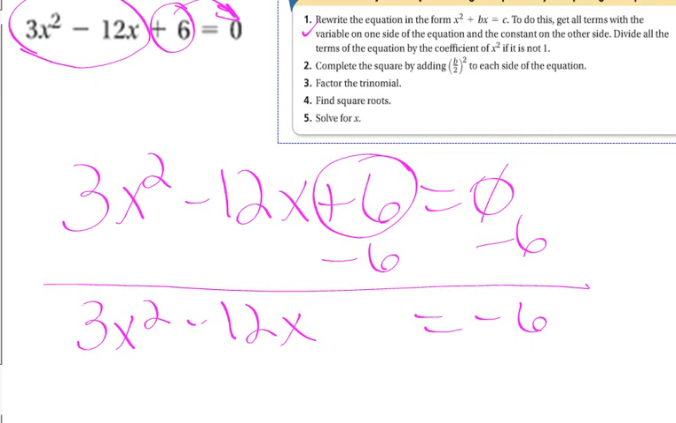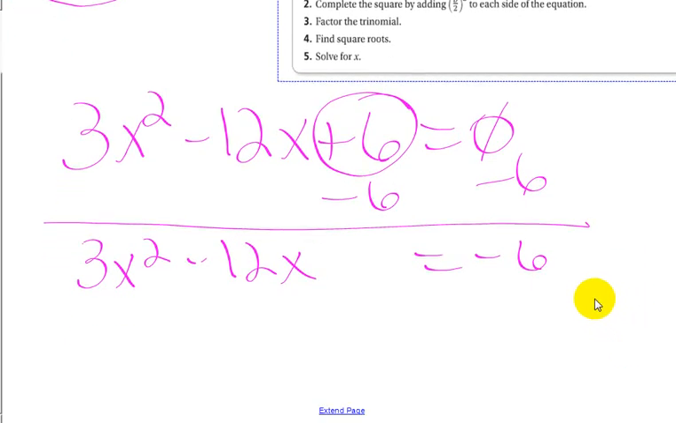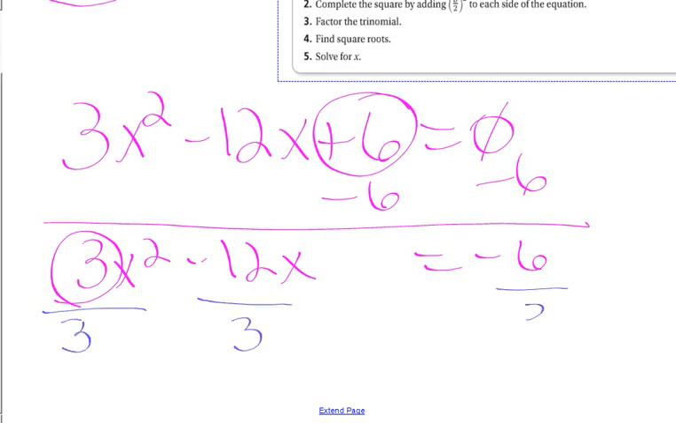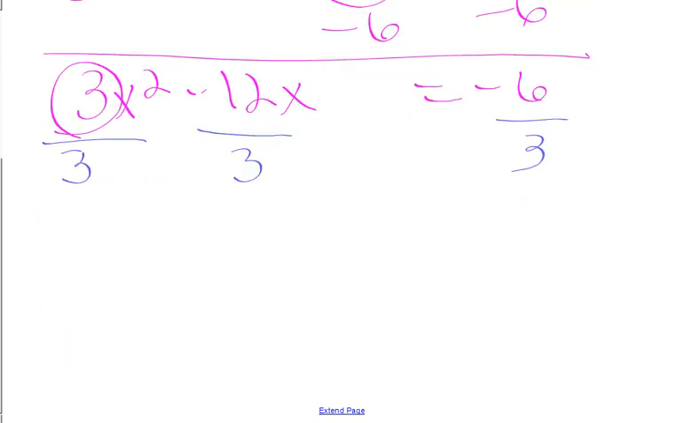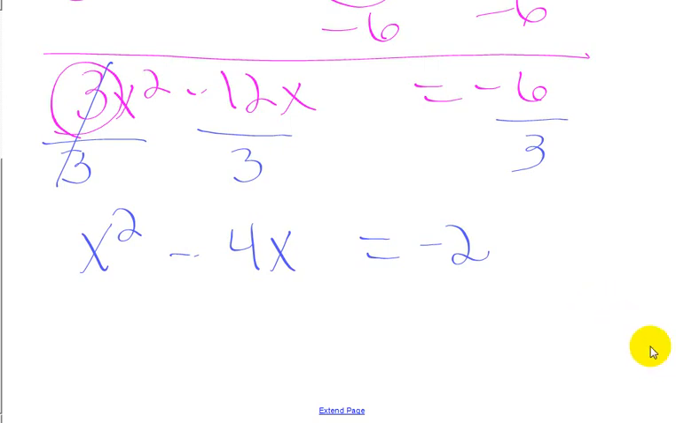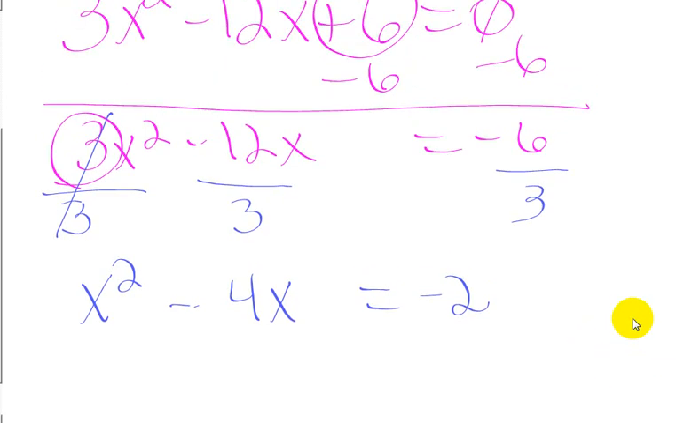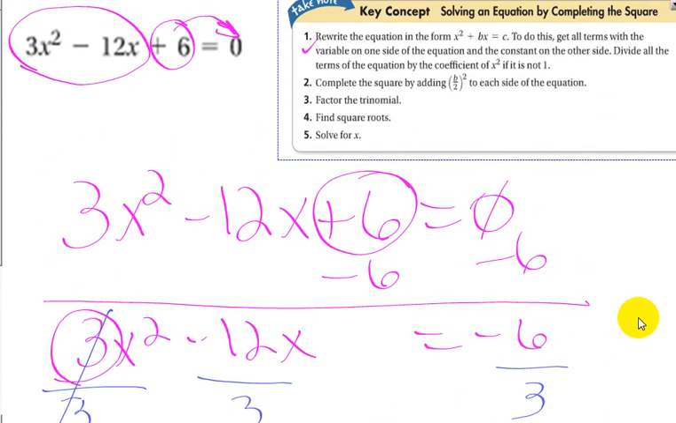Now it says divide all of the terms of the equation by the coefficient of x squared if it is not 1. So is my coefficient of x squared 1? No. So we need to divide everything by that number, 3, 3, 3. All right? Now let's simplify. So we get x squared minus 4x equals negative 2. Everybody with me? So now we've done step 1.